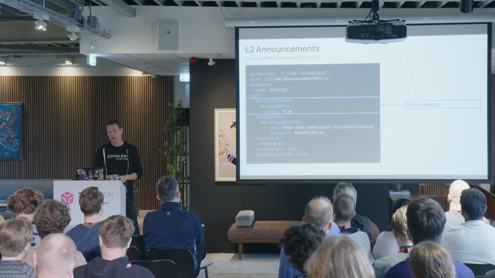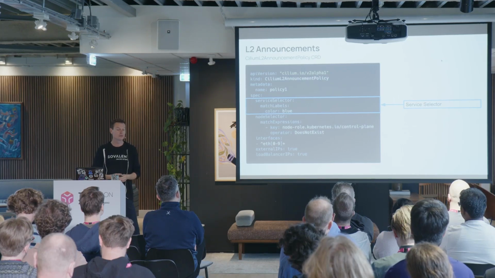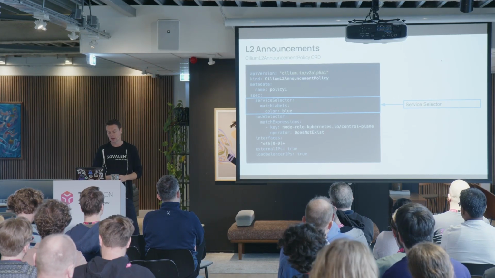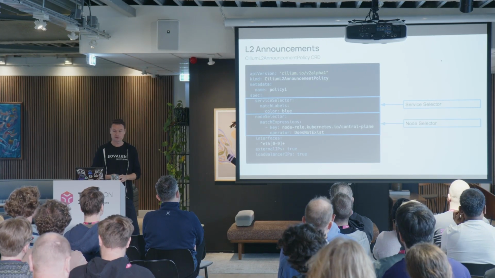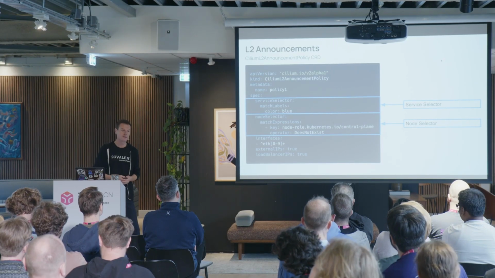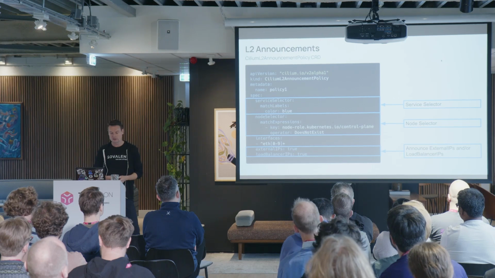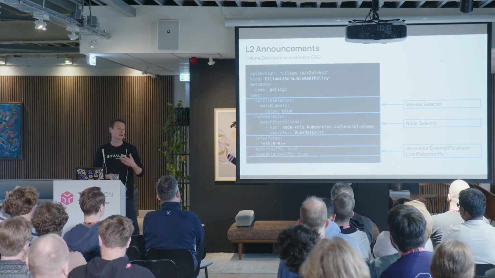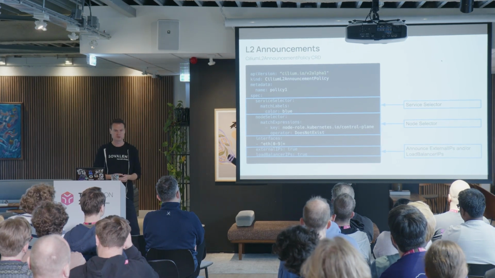Simple CRD, in this case, you also select what services you want to announce, and you would select nodes you want to advertise that for. You can even specify interfaces if needed, and in this case, you would also announce, for example, external IPs and load balancer IPs in this example.